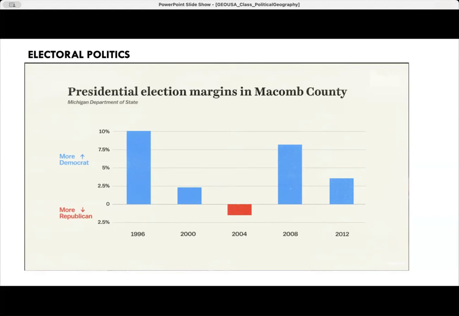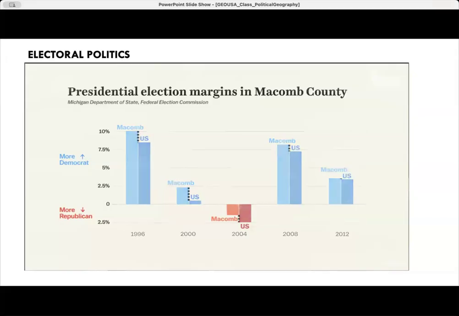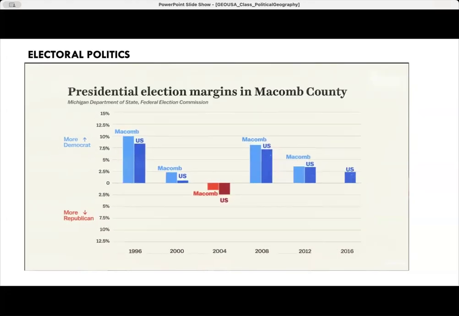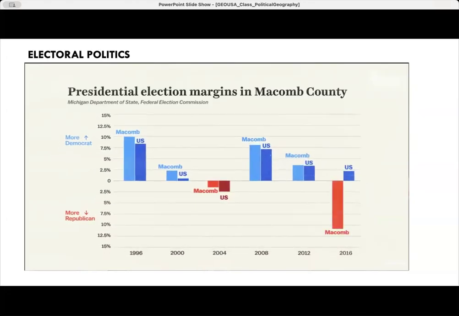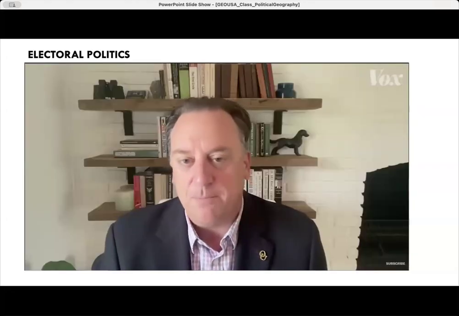So this chart shows how Macomb County voted for president in the years before 2016. These are years it voted for the Democrat for president. This is when it voted for the Republican, and the height is the margin of victory. And now let's do the thing where we add how the whole U.S. voted each year. And notice how closely Macomb always matches the country as a whole, a bellwether, until 2016. 2016 changes all that, and it can come down to one word, and that's Trump.